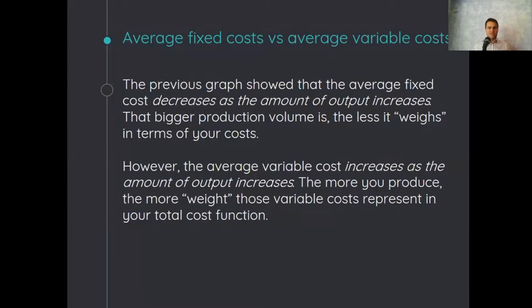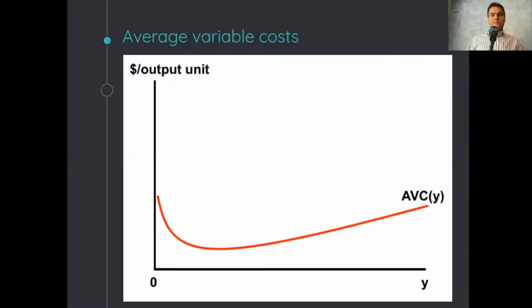This is more or less the explanation of what I just said in written form, so I will skip it and you can see it later when you review the notes. Then this is the average variable cost. The average variable cost has a Nike swoosh type shape, and it has this shape because it is directly linked to the number of units you are producing.